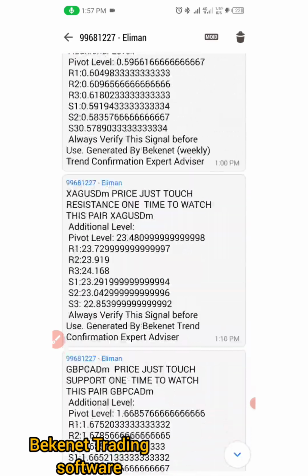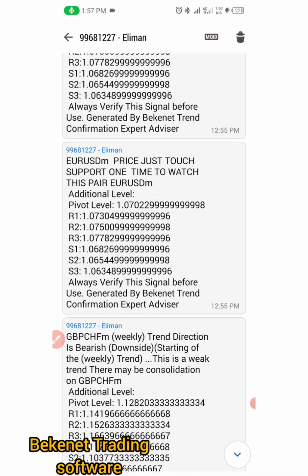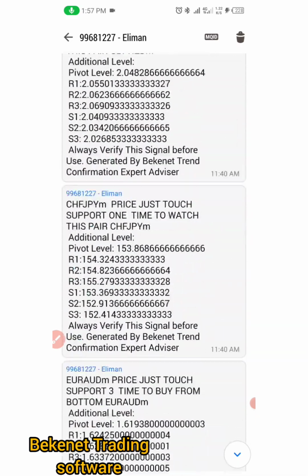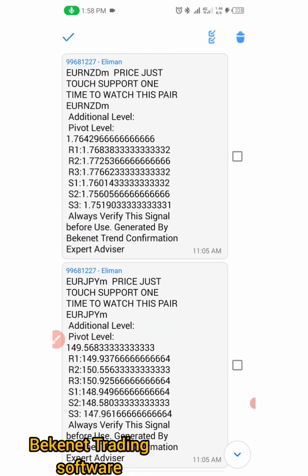These are all the signals that came. That's why most times you see me place like 100 trades, 150 trades. This is how I get my signal. If I were to delete this now, just click here and highlight all of them. As you can see, I got about 483 signals today. 483 signals. So if I wanted to trade all, I would trade all.